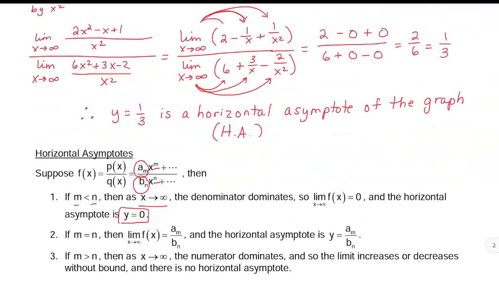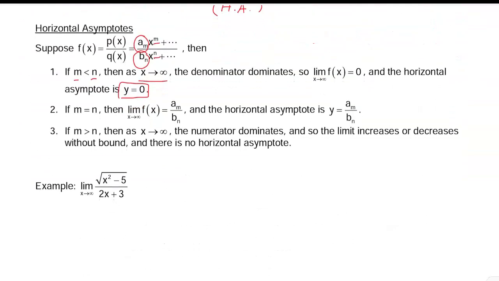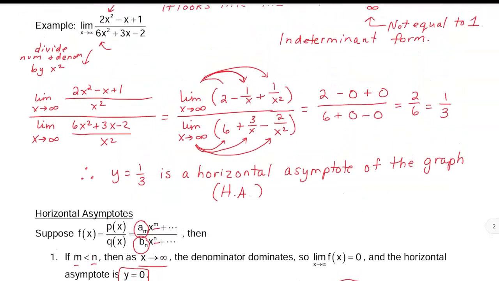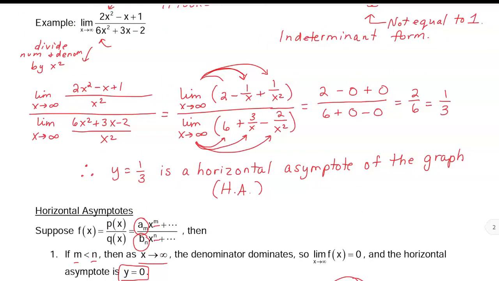If the degree of the numerator equals the degree of the denominator, then you end up getting a horizontal asymptote that is the quotient of the leading coefficients. So go back to the previous example and look at those leading coefficients. The numerator was a 2, the denominator, the leading coefficient, was a 6, and we ended up getting 2 over 6, which reduces to 1/3.